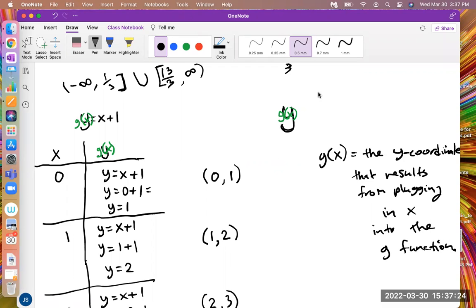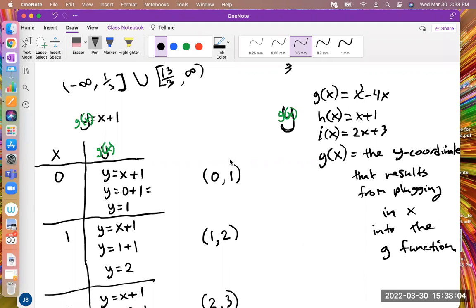Sometimes you will have lots of functions, and one function will be the g function. So this one might be x squared minus 4x, and then you'll have an h function. This one might be x plus 1, and you'll have an i function, let's say, 2x plus 3 or something. There might be several different functions, and to specify which one we're talking about, we use a letter, like g.